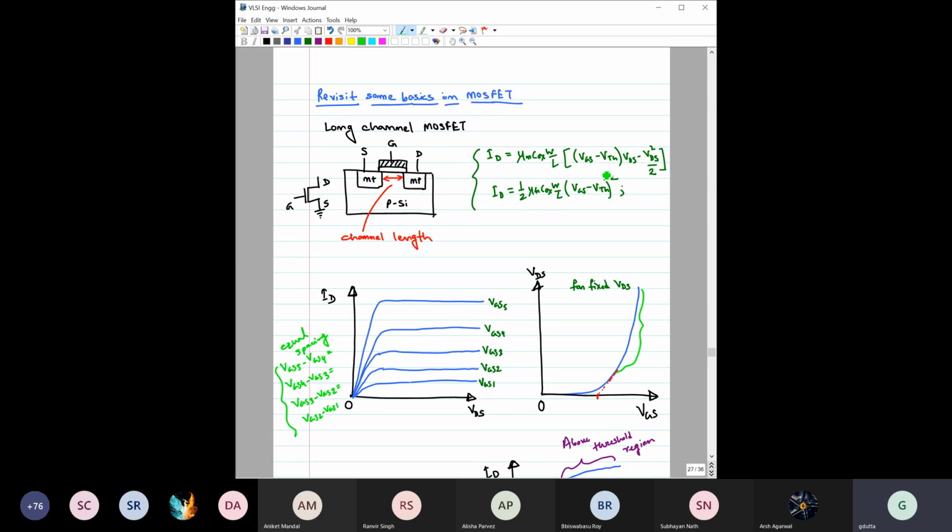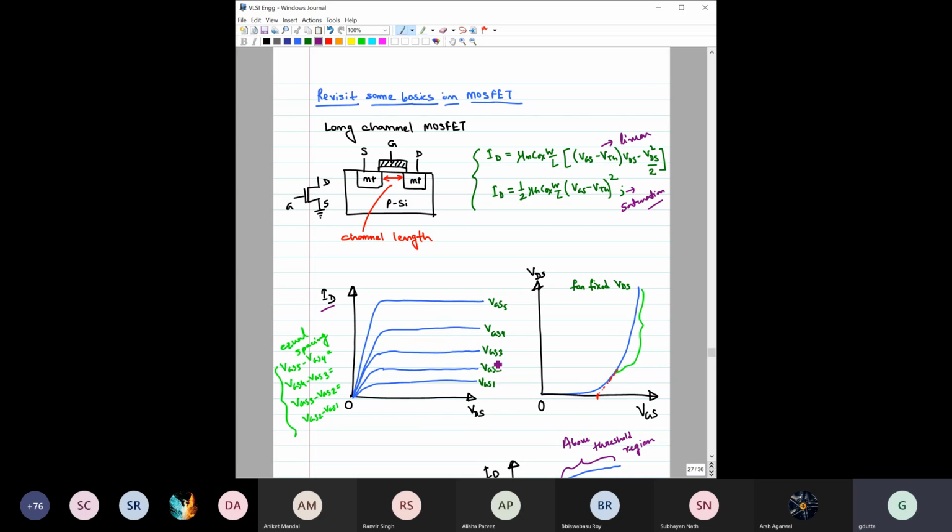For this, the ID expression in the linear region can be written in this way, and the ID expression in the saturation region can be written in this way. So this is the linear region and this is the saturation region. No issue in that. Now, we have also seen this type of plot, ID versus VDS, which looks something like this. Here VGS1, VGS2: we are changing VGS and getting these different plots.